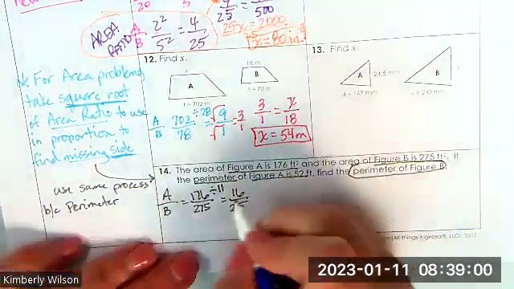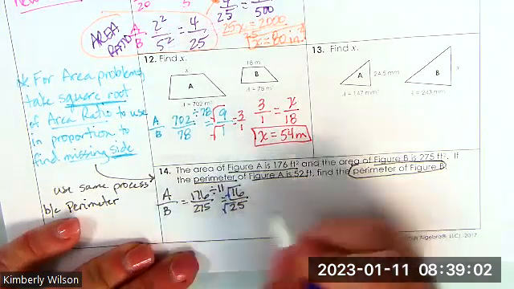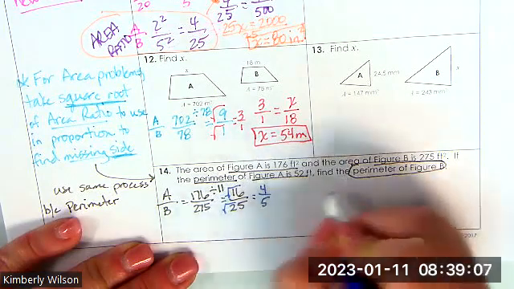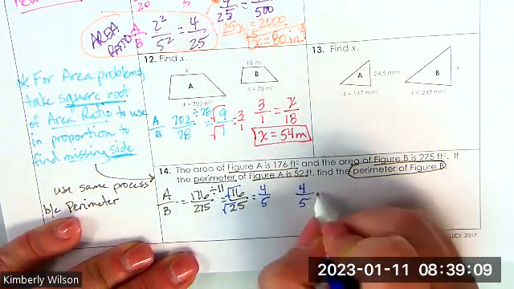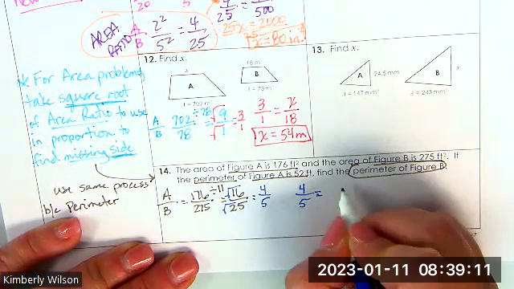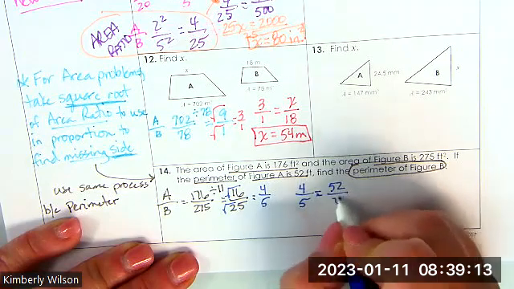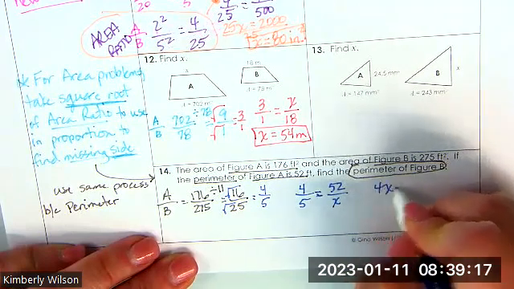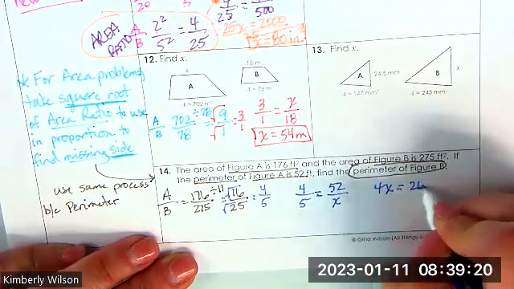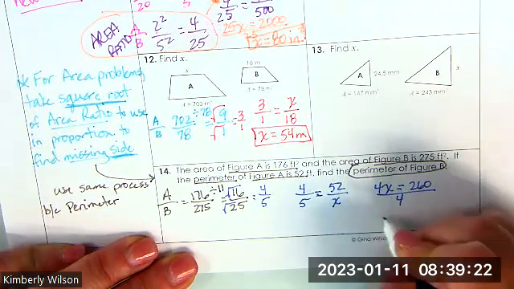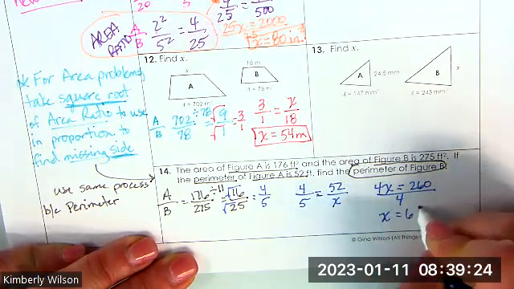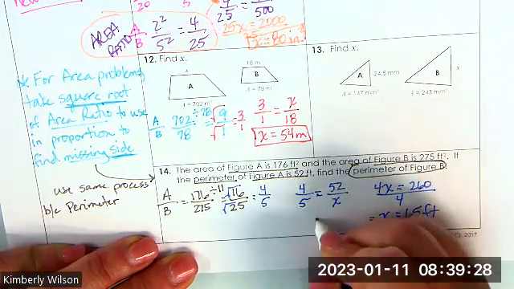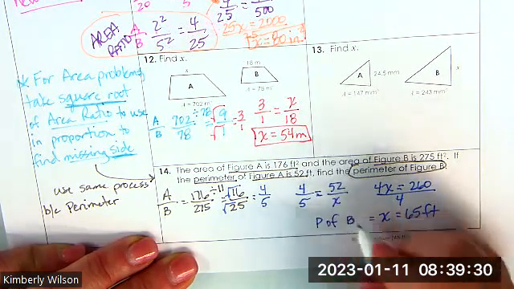Okay, now we take the square root of each one, so we end up with 4 over 5. So my proportion is 4 over 5 equals 52 over x. And that gives me 4x equals 260. Divide by 4. X equals 65 feet. So this is the perimeter of B.